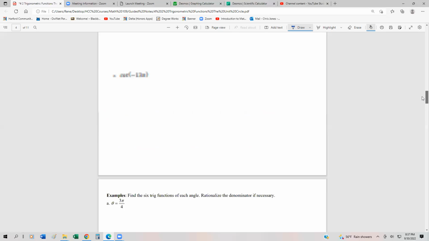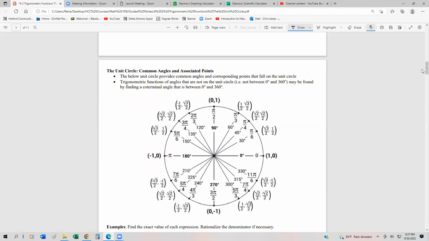All right. So now what we're going to do is we're going to say, okay, well, I'm looking at 3 pi fourths. So I'm going to go up to the unit circle, and 3 pi fourths is right here. And x is going to be negative root 2 over 2, and y is going to be root 2 over 2. And so we're going to find the 6 trigonometric functions at that angle.